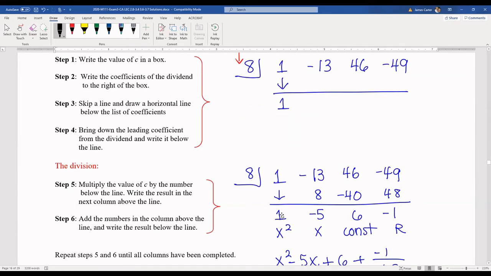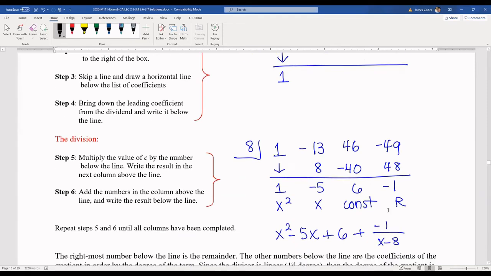Okay, we take 8 times 1, which is 8. Negative 13 plus 8 is negative 5. We take 8 times negative 5 and get negative 40, which gives us 6. We take 8 times 6 is 48, which gives us a remainder of negative 1. So that brings this equation down to 1x squared minus 5x plus 6 plus remainder of 1 over x minus 8.